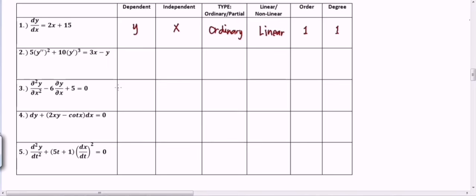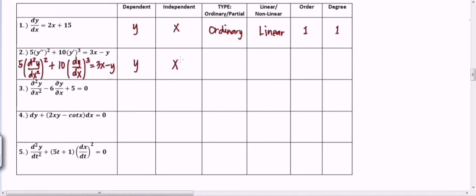5y double prime raised to 2 plus 10y prime raised to 3 is equal to 3x minus y. Since we cannot see what the independent variable is, we can write it out. We can write this as 5 times, y double prime, which means second derivative, so that would be d squared y over dx squared, and then raised to 2. Plus 10, and then y prime is the first derivative, so dy over dx cubed is equal to 3x minus y. So, for the dependent variable here, we have y here, and y also here. So, therefore, the dependent is y. For the independent, we have x squared and x. So, the independent variable is the x variable. Okay?